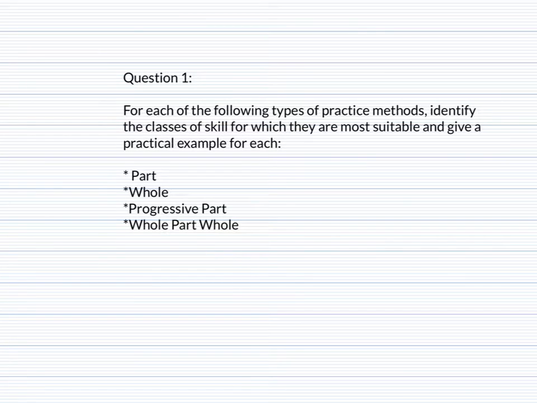Okay, so I've gone through classification of skills with you, types of practice and types of transfer. So I'm just going to give you 3 questions now to have a go at, and then I'll go through them with you at the end. So question 1, for each of the following types of practice methods, identify the classes of skill for which they are most suitable and give a practical example for each. So part practice, whole practice, progressive part, whole.